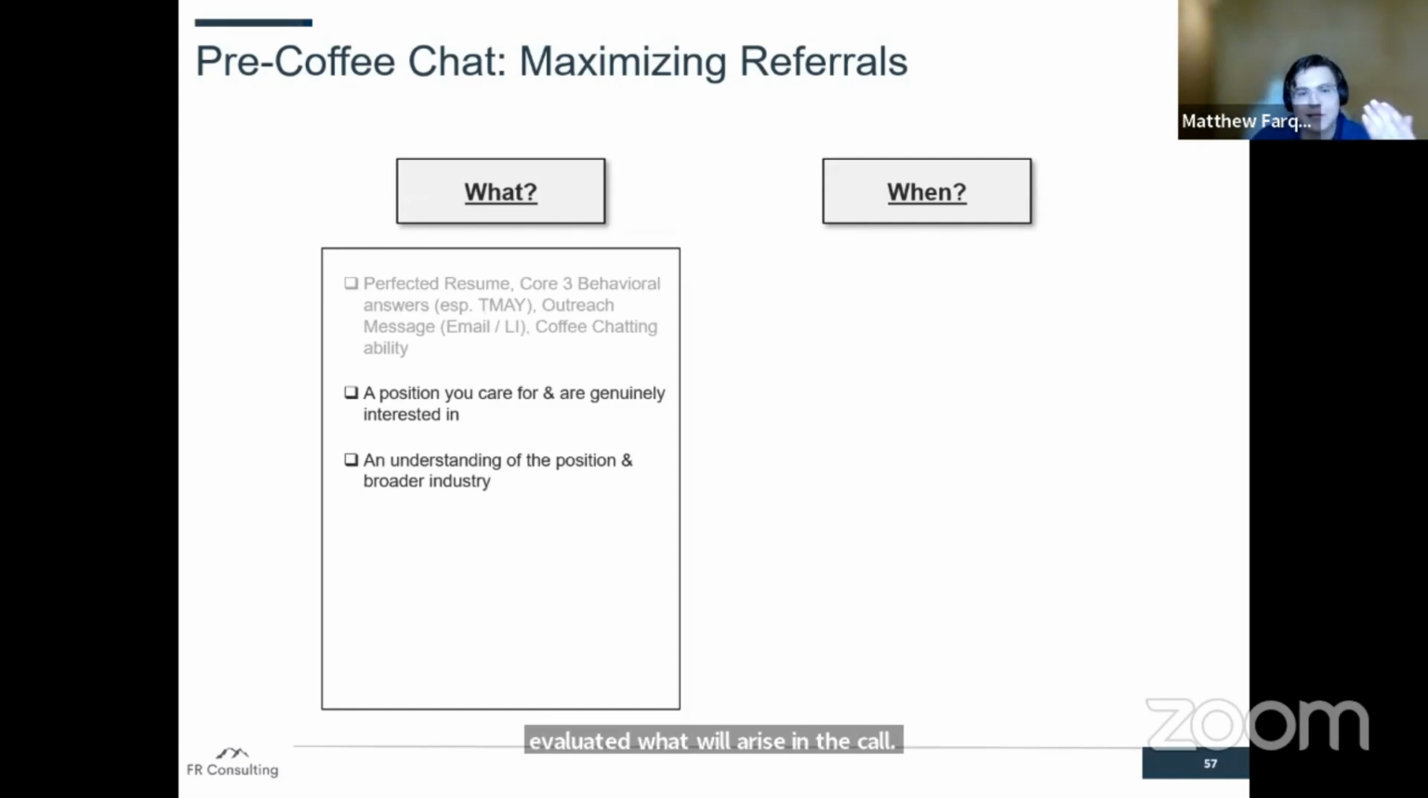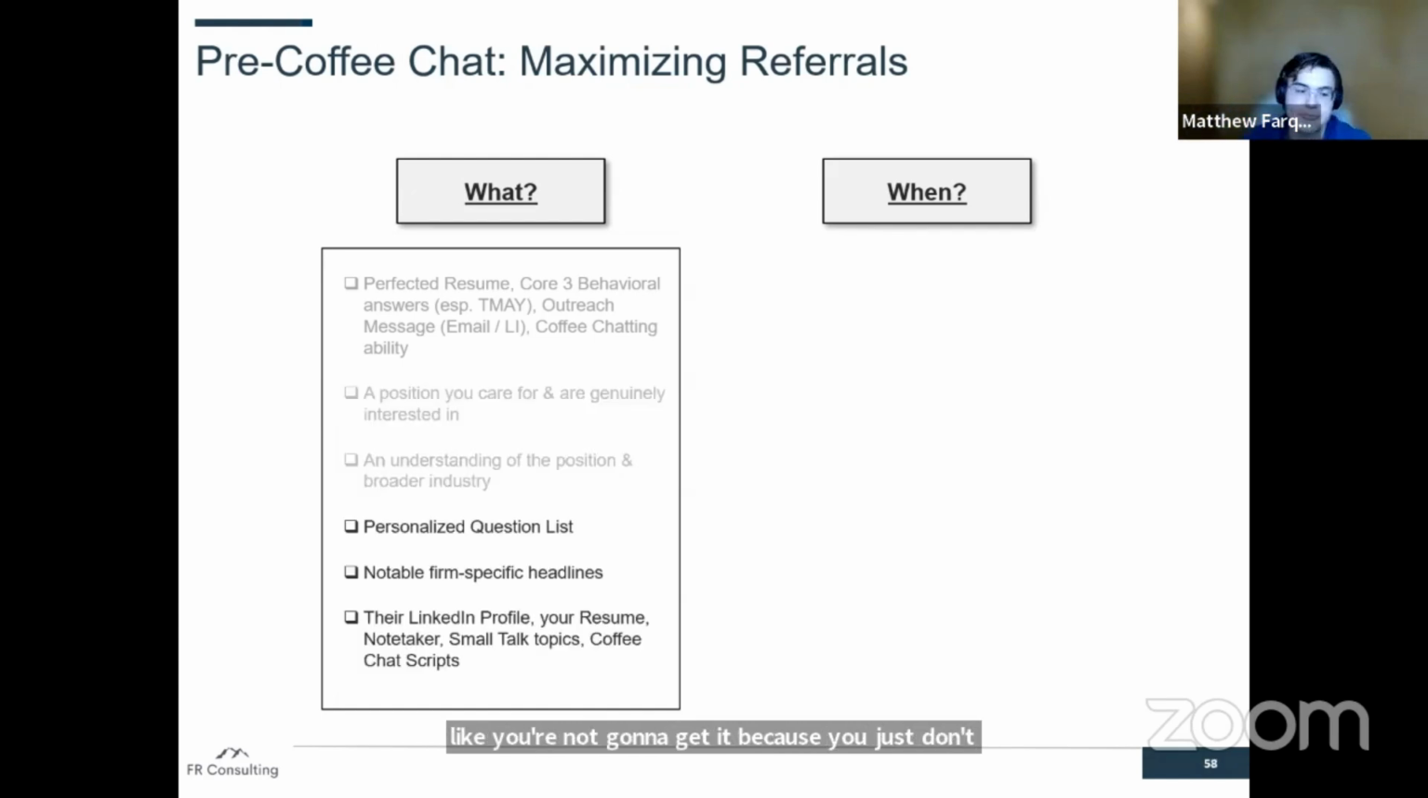That makes sense, but guys, if you don't understand a role fully, you're not going to be able to get a referral to it, because your understanding of that role or of that industry is audible. If you can't use the right terms to describe a role in that coffee chat, you're not going to get it, because you just don't remind them of someone who deserves to be at their firm.